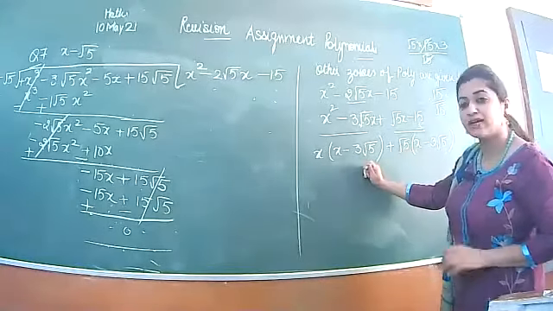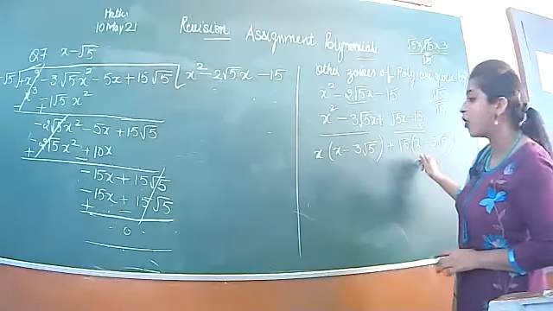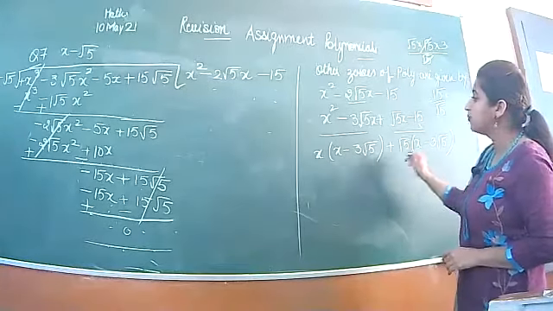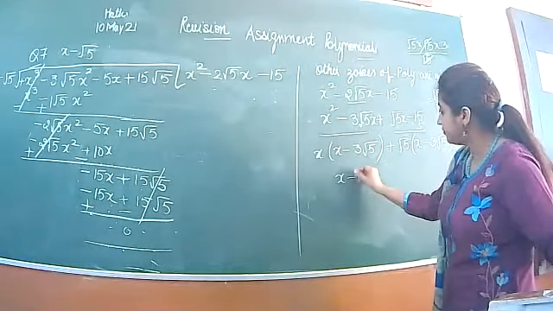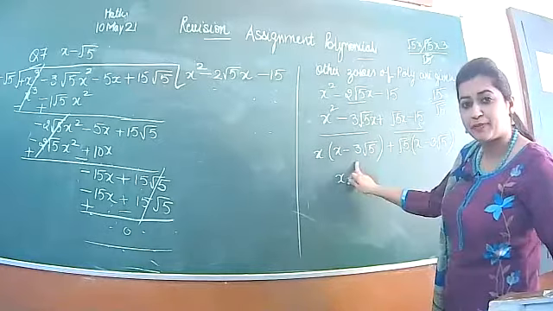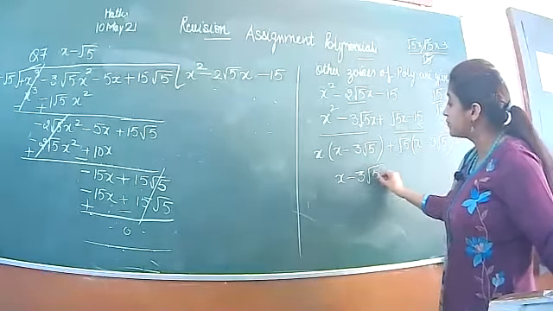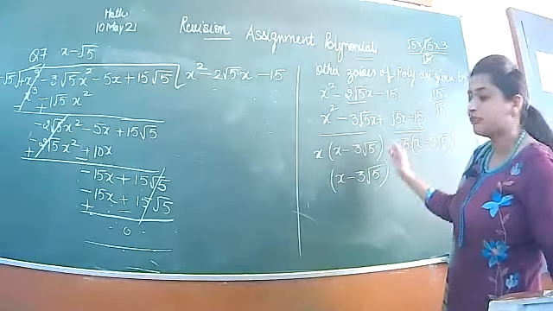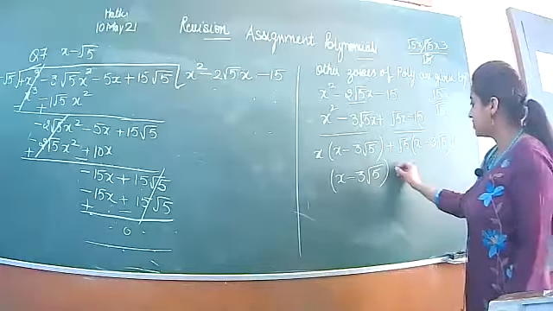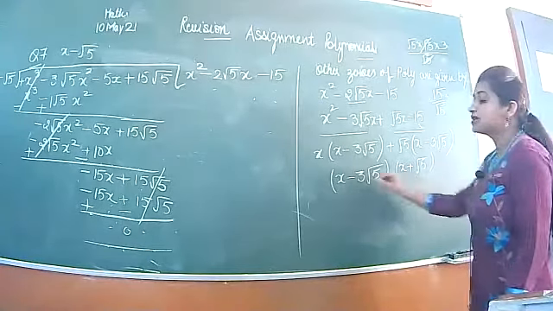If you have made the correct factors, then you will be able to take the common correctly. Otherwise, you must have made some mistake. अगर factors correct है, एक bracket correct है, तो second bracket भी same आएगी. And if you are not getting the same numbers in the bracket, that means your factors are wrong. So your next factor is x plus root 5. These are the two factors.